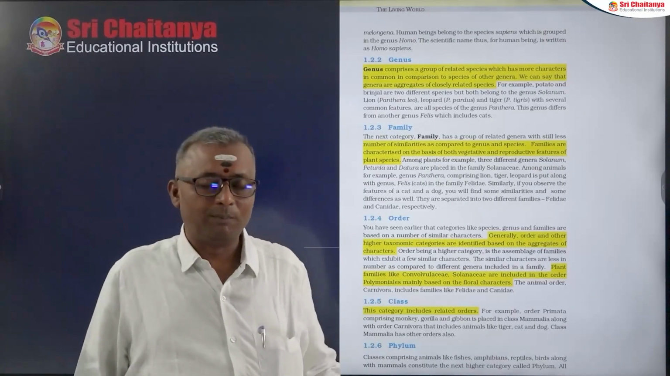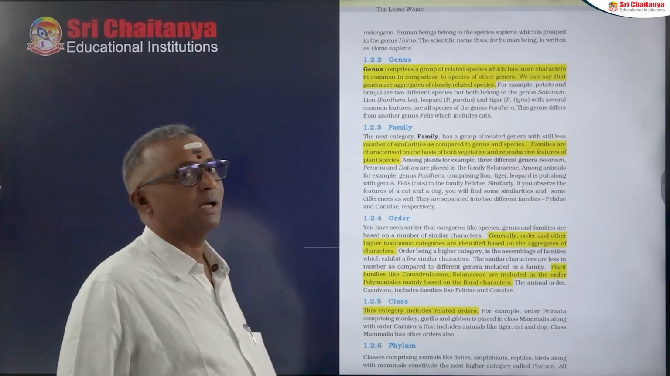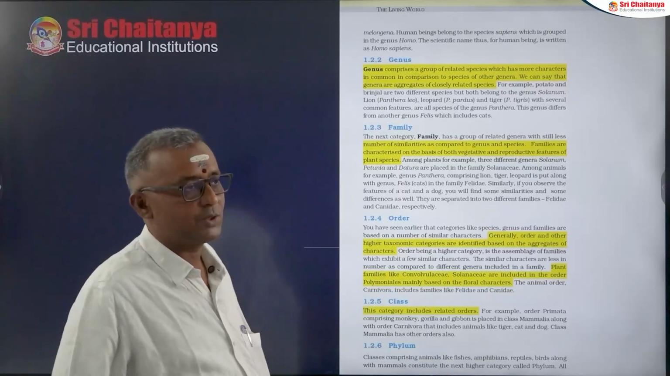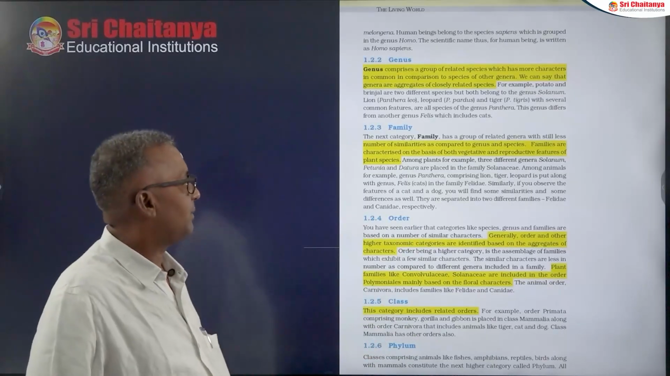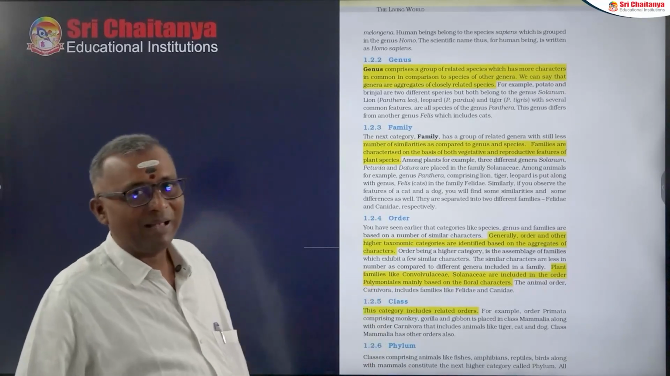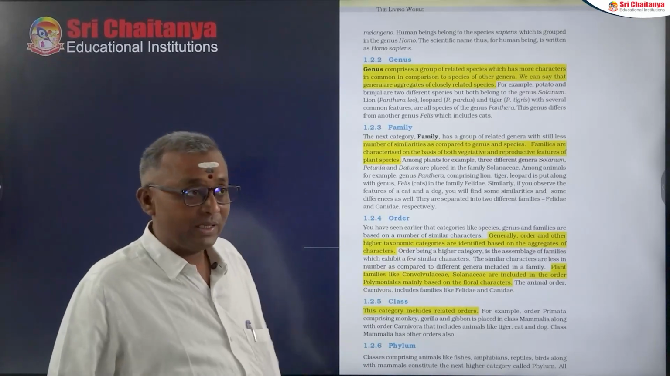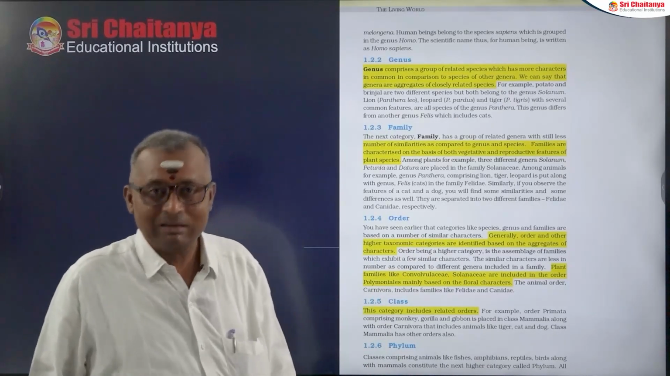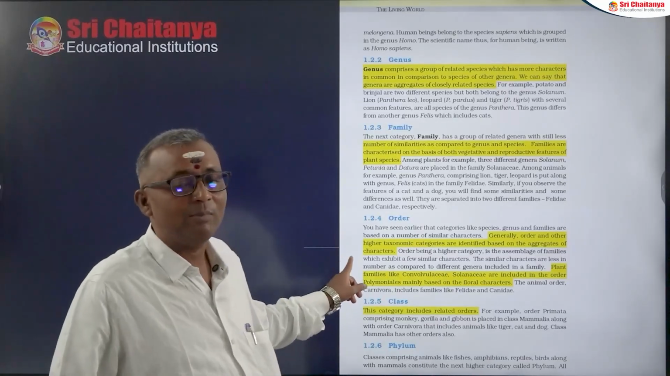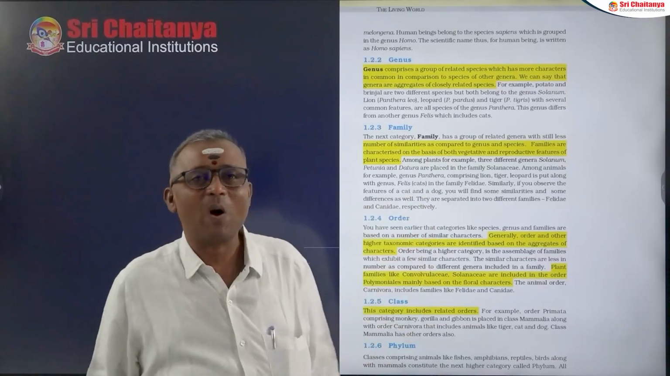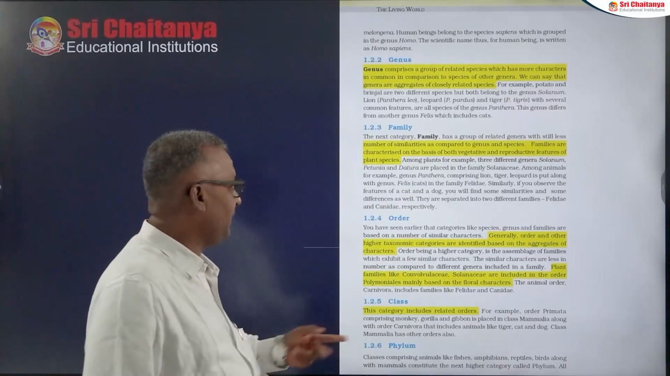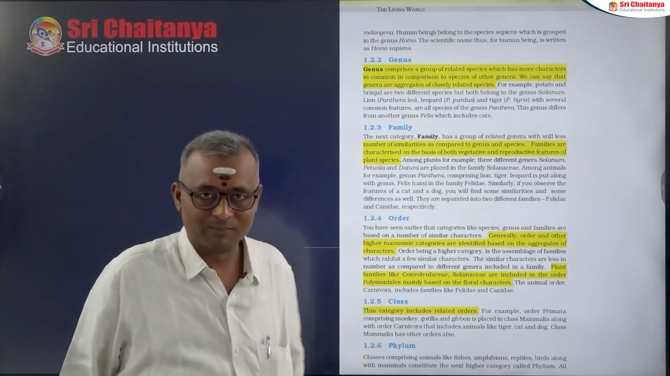Among the plants given in the NCERT book, like Solanum, Petunia, Datura, these all belong to the family Solanaceae. Similarly, Panthera and Felis belong to a family called Felidae. There is another genus called Canis that belongs to the family Canidae, that includes dog. So Felidae and Canidae are both different.